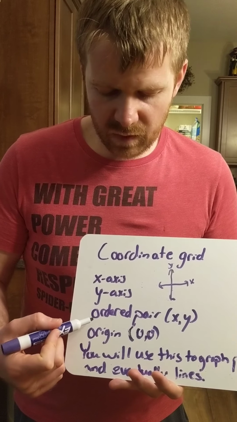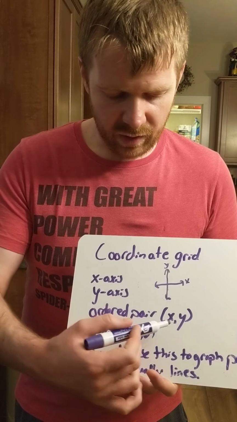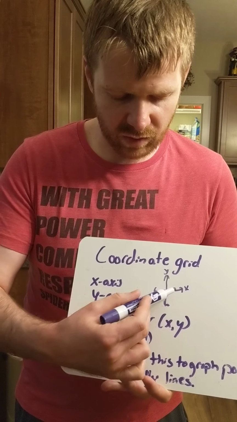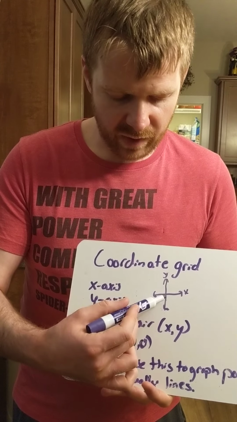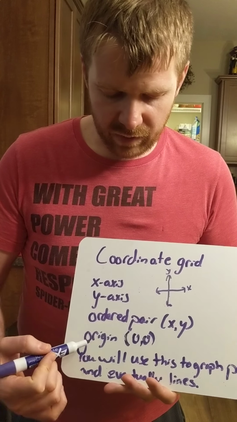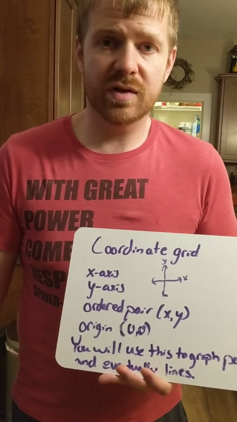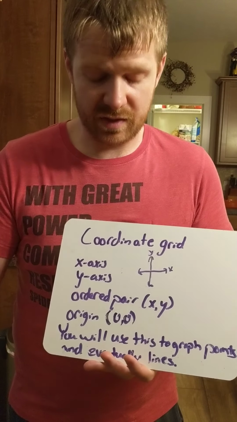Now, you read these with an ordered pair. It always goes your x first, then your y in alphabetical order. So the x tells me to go to the right or to the left, and the y tells me to go up or down. Now the origin is at point 0, 0. That is right there in the middle. That is your starting point, which the origin literally means the start.